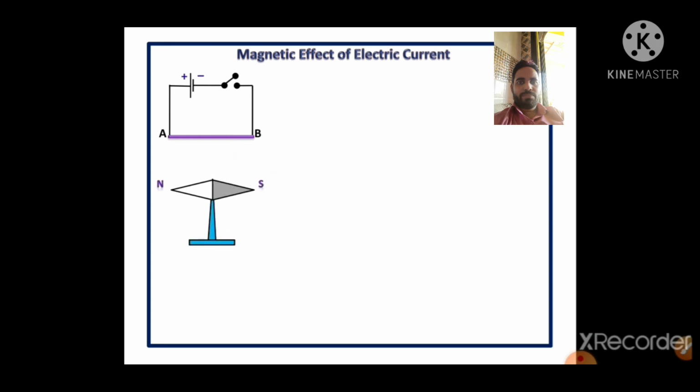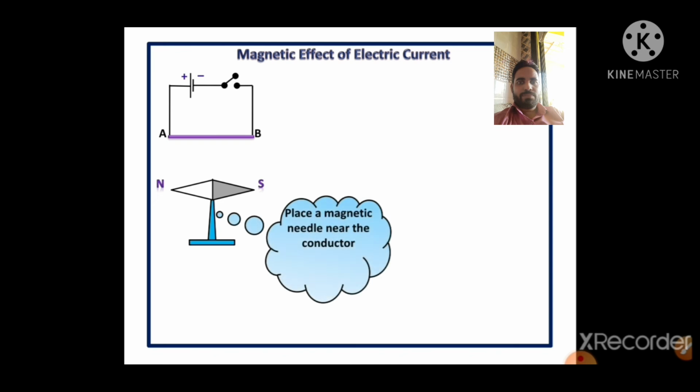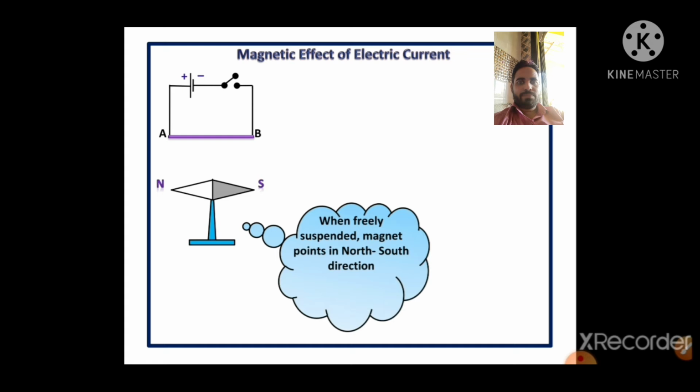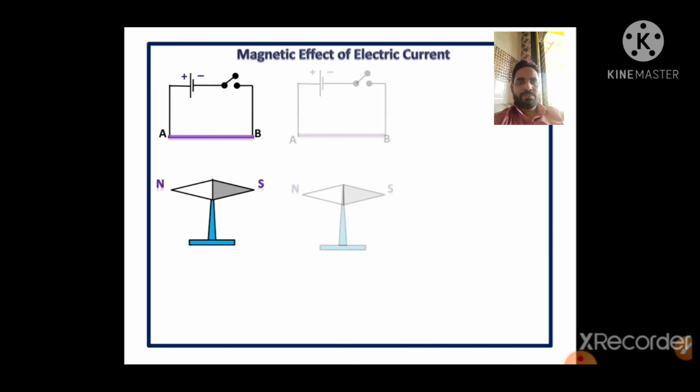And we have kept here one needle. This is called a magnetic needle. There are two poles, north pole and south pole. N represents the north pole, S represents the south pole, near the conductor. When a freely suspended magnet is left, it points in the north-south direction. We always know that the magnet always points towards the north and south pole when it is suspended freely. So now let us see what happened.